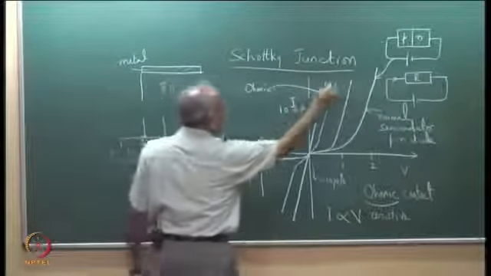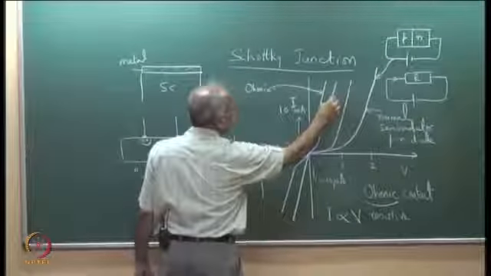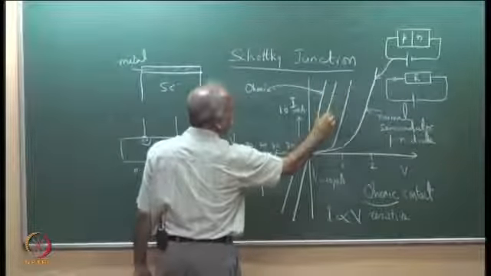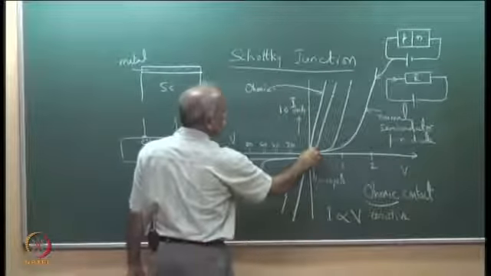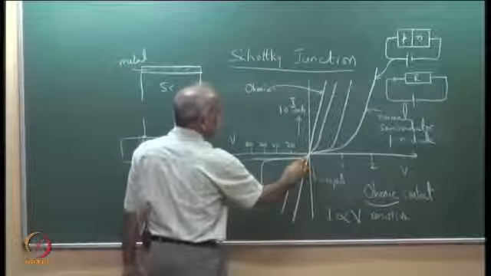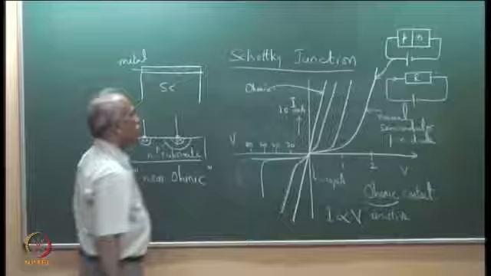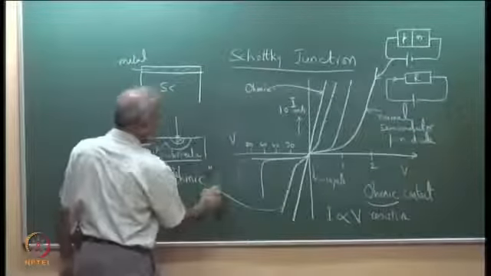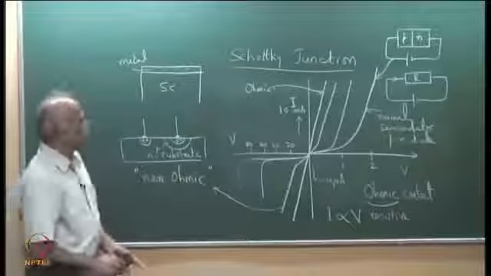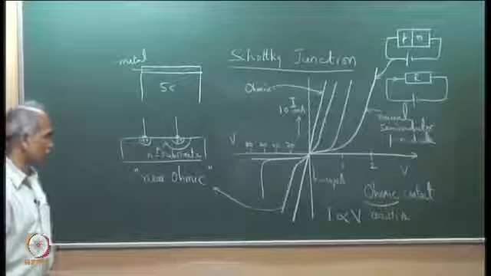So, the curve, let me also put a dashed line along with it just to differentiate. Near ohmic contact. So, this is near ohmic, not exactly a straight line, but good flow of current is permitted in both directions, near ohmic.